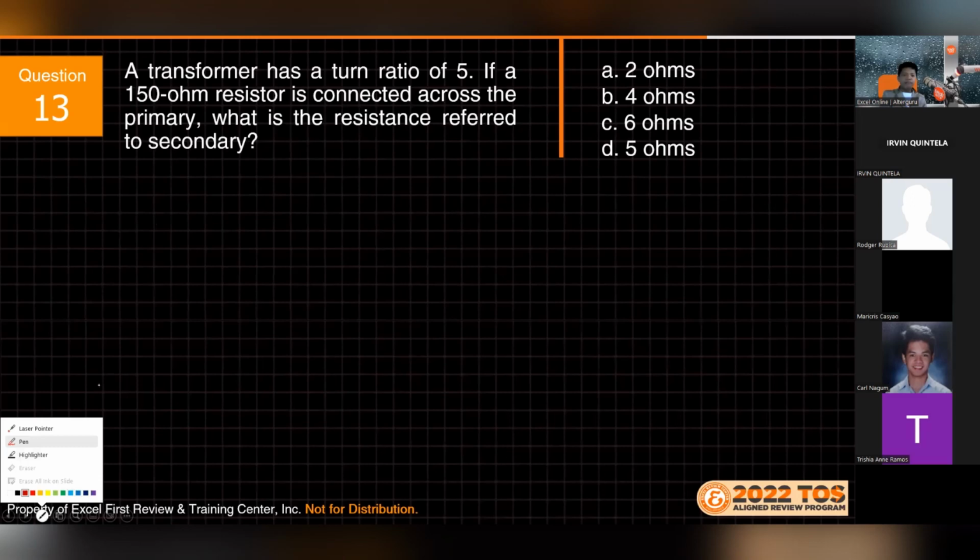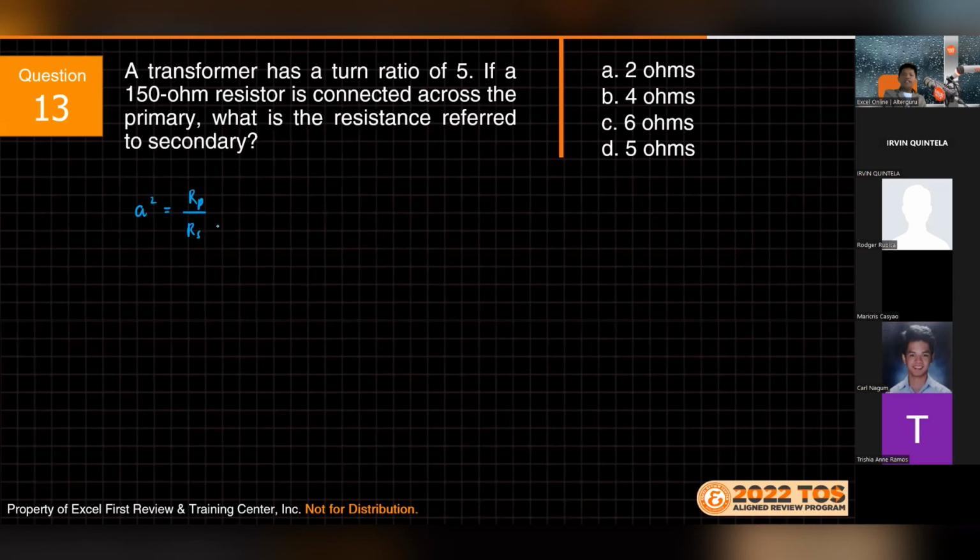Tandaan natin that referring to the other side, ang ginagamit natin na relationship is this. A squared is equal to RP over RS. A squared na siya ngayon, no? Now, kung meron siyang across the primary, no? Okay. Ang RS natin ngayon becomes RP over A squared.